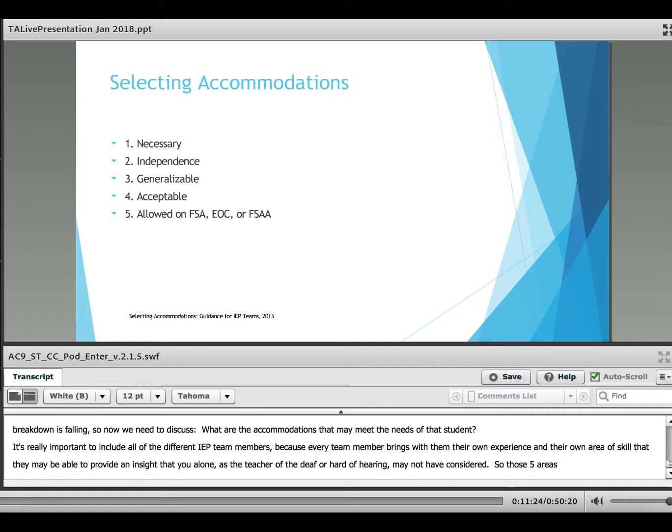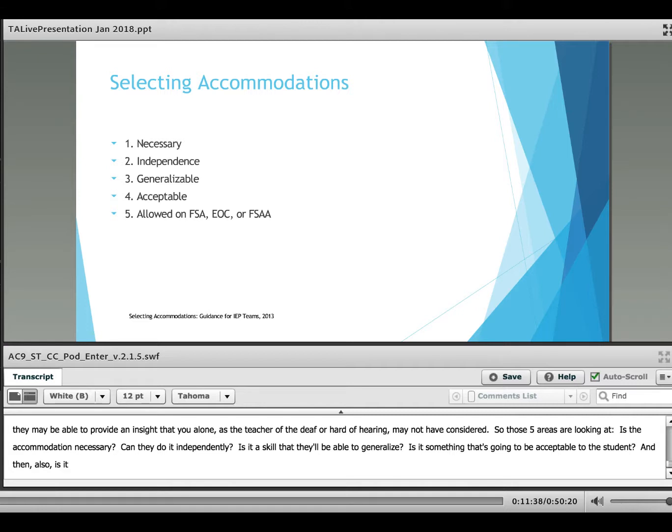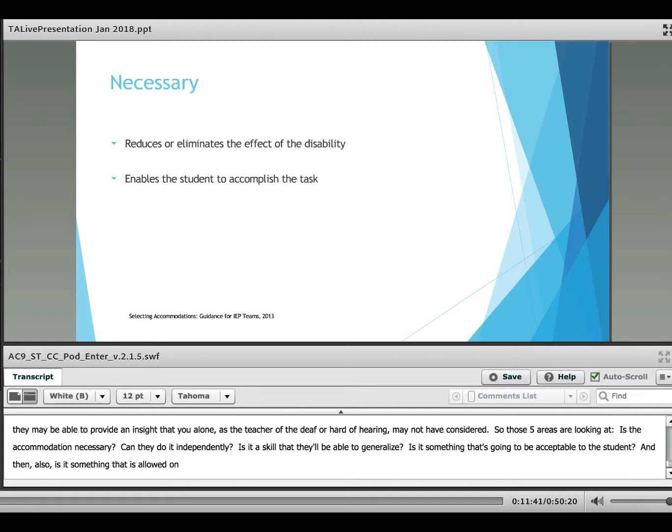So those 5 areas are looking at, is the accommodation necessary? Can they do it independently? Is it a skill that they'll be able to generalize? Is it something that's going to be acceptable to the student? And then also, is it something that is allowed on the FSA assessment?